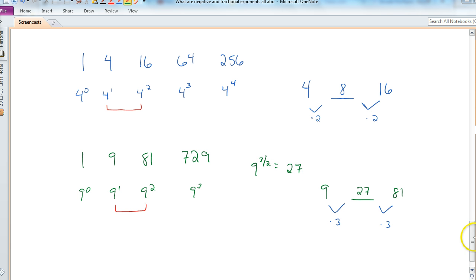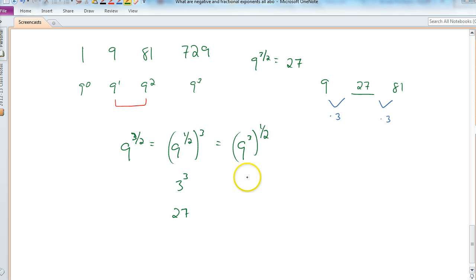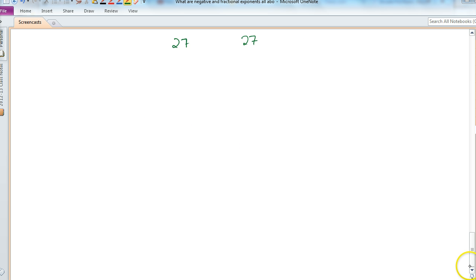To go back to our exponent rules, we could say 9 to the 3 halves is equal to 9 to the 1 half cubed, which is equal to 9 cubed to the 1 half. It's much easier to evaluate this one here. That's 3 cubed, which is 27. This is 9 cubed, 729 to the 1 half, which is the square root, and that's also 27.